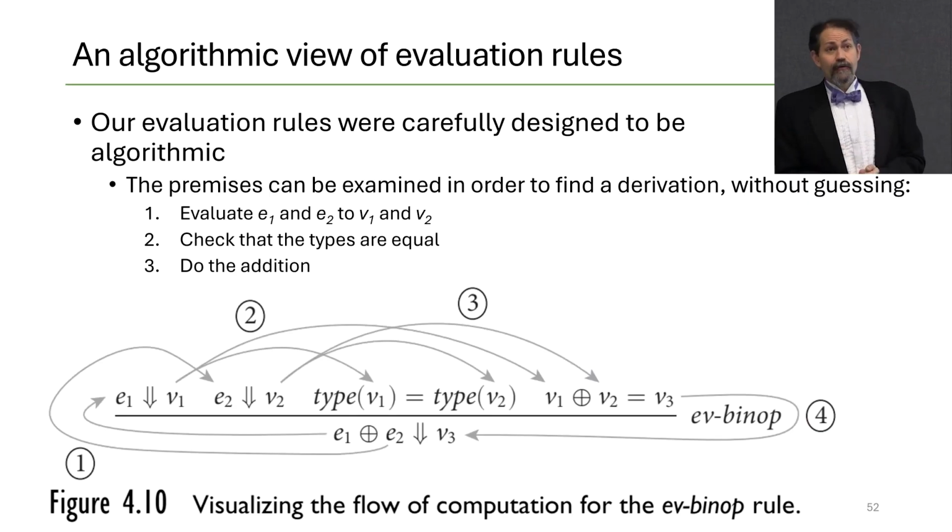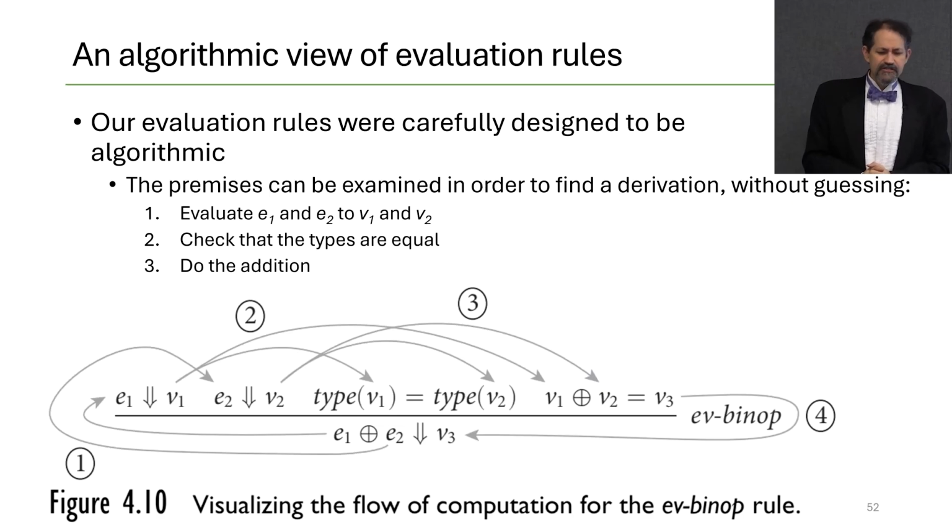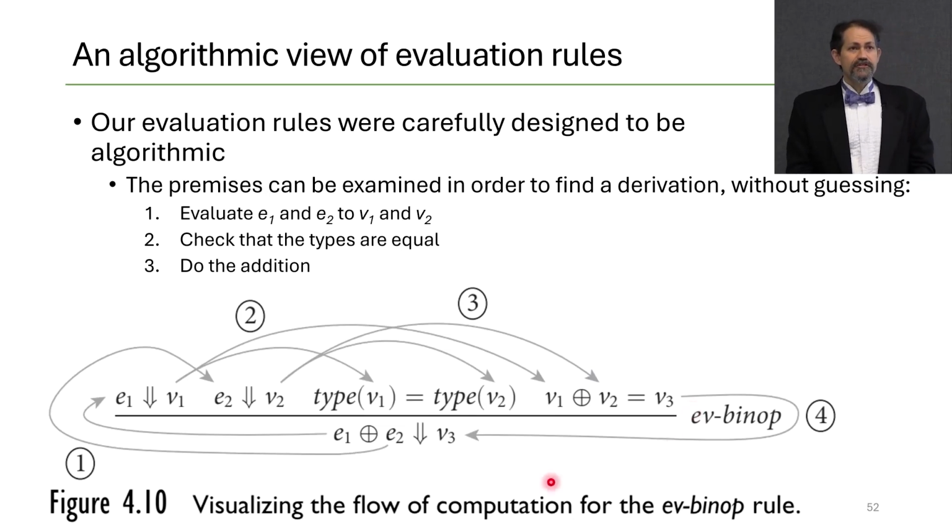It turns out that our evaluation rules were carefully designed to be algorithmic. What that means is that we can examine the premises in order to find a derivation without ever having to guess anything about that derivation. So let's look at how this would work, using ev binop as an example. So the input to ev binop is conceptually the expression that we're evaluating, E1 op E2, for some operator, right?